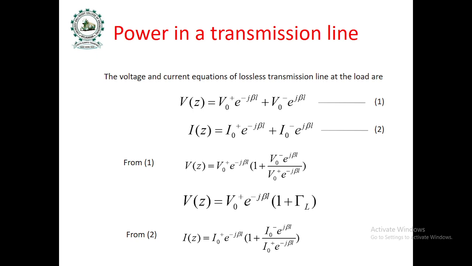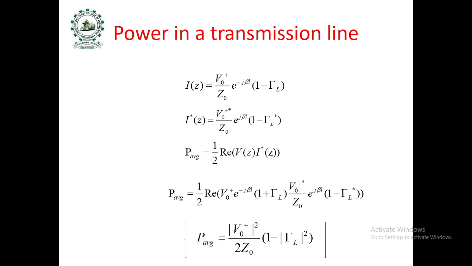So power in a transmission line is V naught square by 2 Z0 into 1 minus gamma L square. Suppose the reflection coefficient is equal to 1. That means there is no power transfer along the line. Suppose the reflection coefficient is 0, so the entire incident power is transmitted along the line.